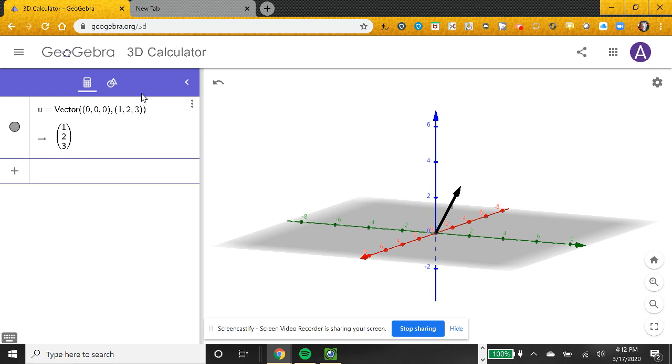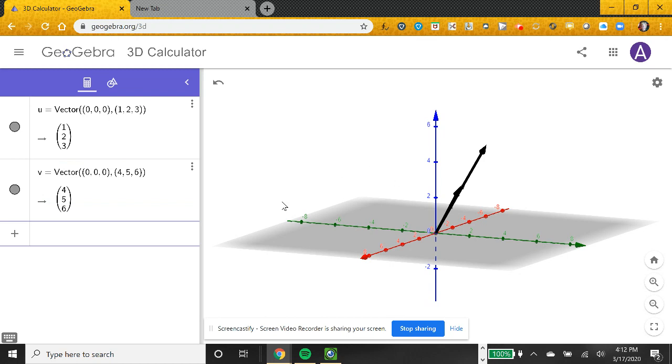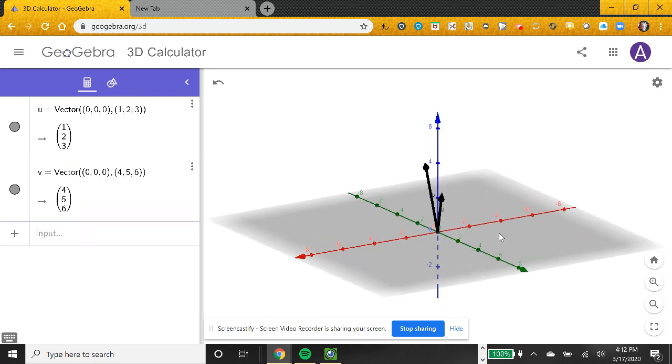All right, let's do another one. Vector. And then we're going to start at 0, 0, 0 in standard position. And then the tip is going to be at 4, 5, 6. And there's the second vector. Okay, and they even call it U and V on there. So if I turn it around a little bit, you get to see U and V.